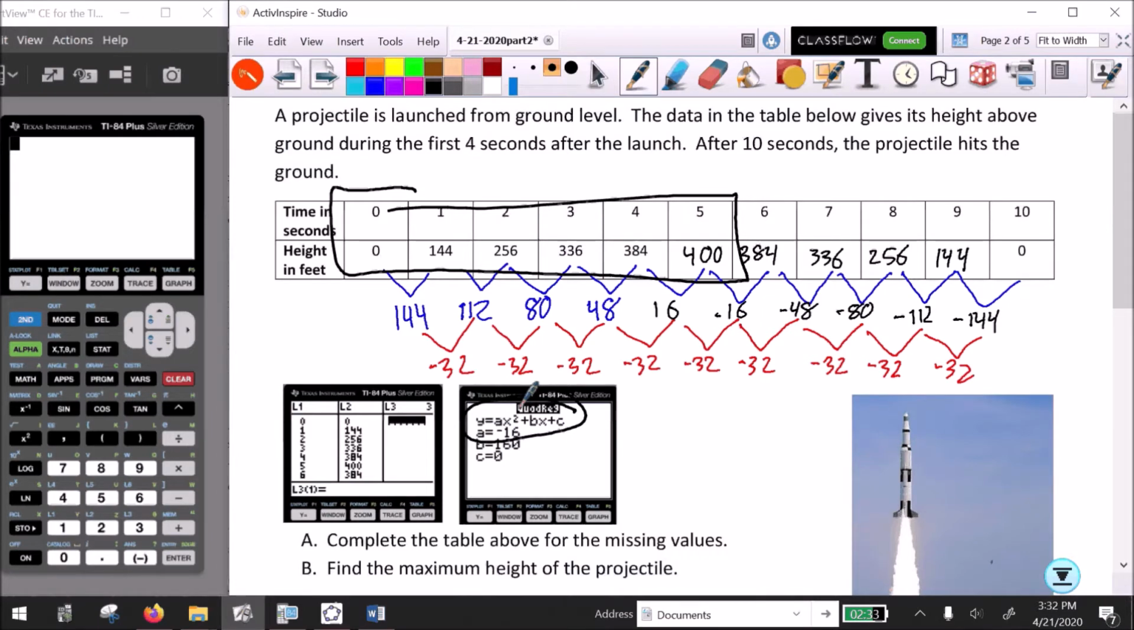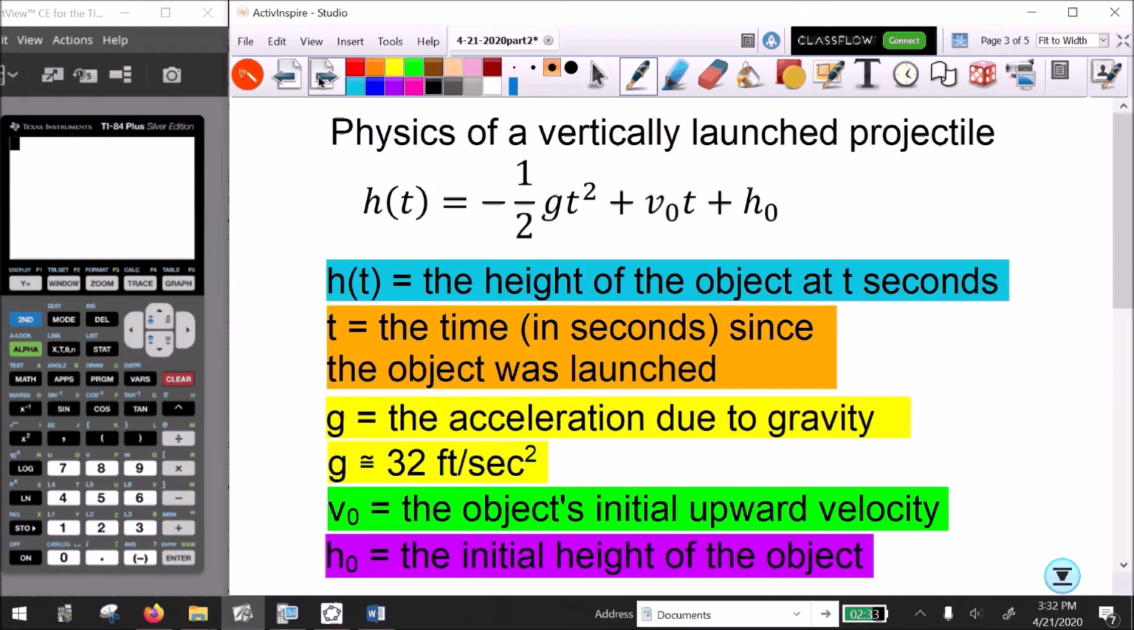This was sort of cheating because we didn't really know what quadratic equations were yet, so I'd like to revisit this problem and this time do it by hand. We're going to use some knowledge in physics. Here is the physics of a vertically launched projectile.